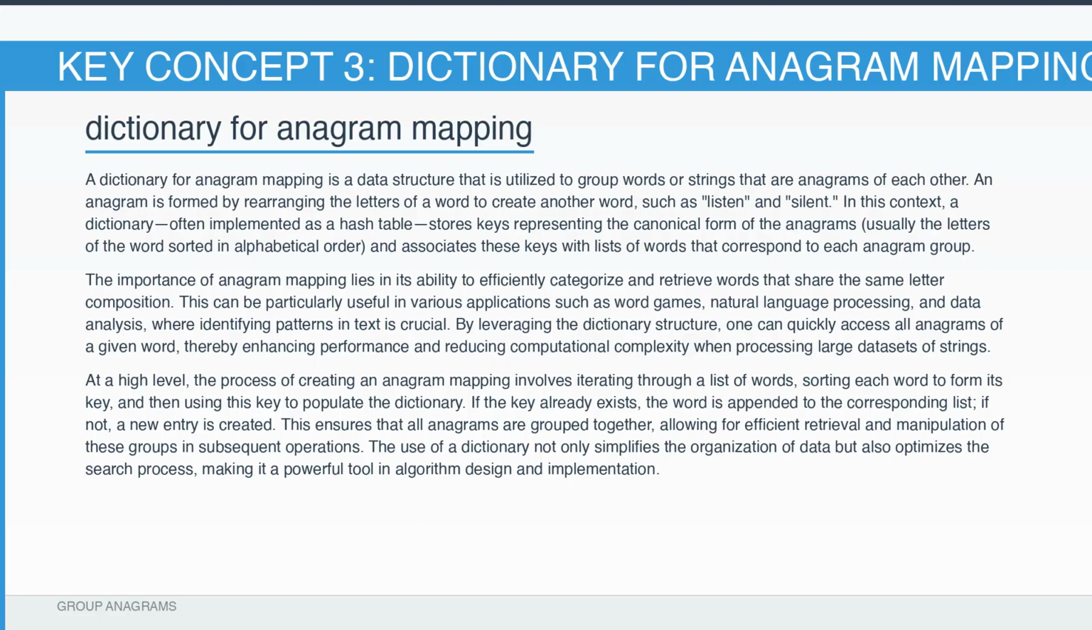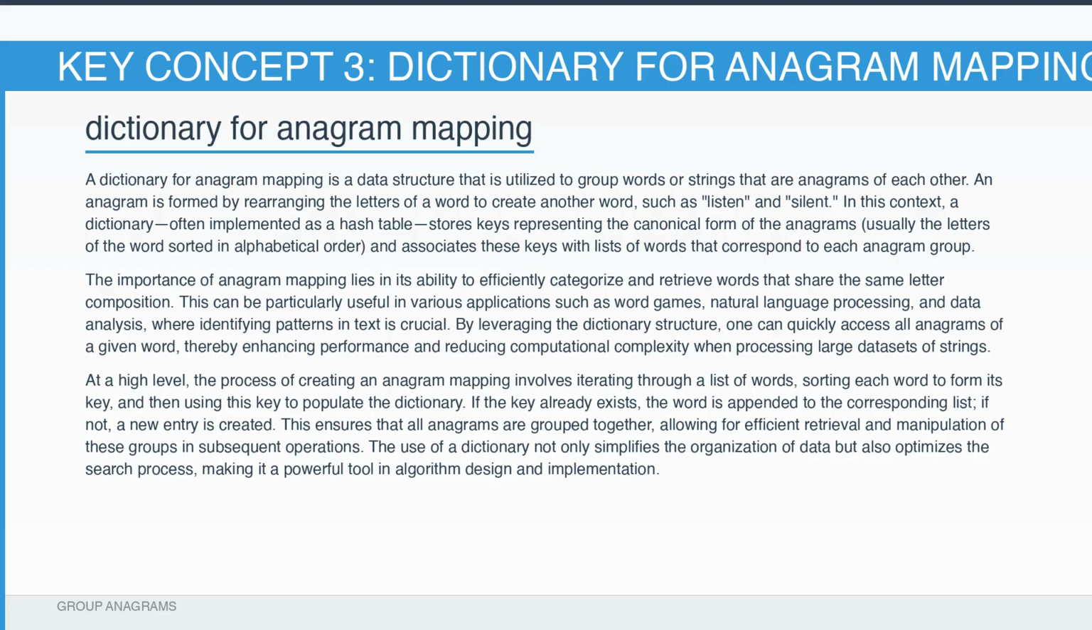A dictionary for anagram mapping is a powerful tool for grouping words that are anagrams of each other. An anagram is created by rearranging the letters of a word. For example, listen and silent are anagrams. In this approach, we use a dictionary, which is often set up as a hash table. The keys in this dictionary represent the canonical form of the anagrams, typically by sorting the letters in alphabetical order. Each key points to a list of words that correspond to that anagram group. This method is highly efficient for categorizing and retrieving words with the same letter composition.